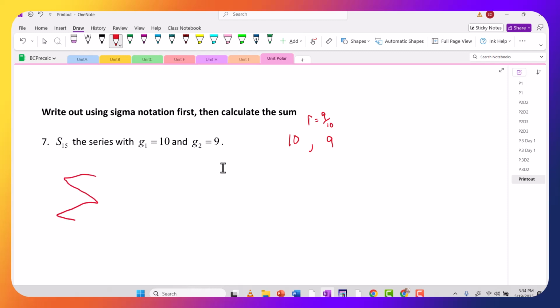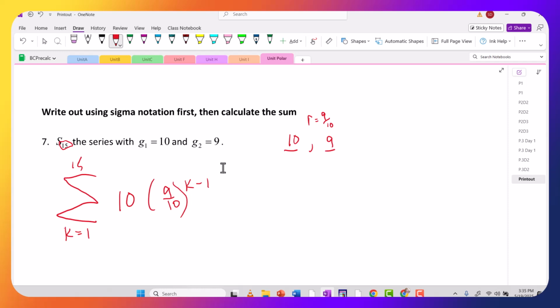So the sigma series, you could choose whatever you want to do. I guess I will say, and we'll use, it doesn't say anything about rules, K going from 1 to 15 because that is 15 terms. So this is one option. And then we call the first term 10 times 9/10 raised to the K minus 1. Because what we have to make sure is when I plug in 1, 1 minus 1 is 0. That to the 0 power is 1. 1 times 10 is 10. Plug in 2. 9/10 times 10 is 9.